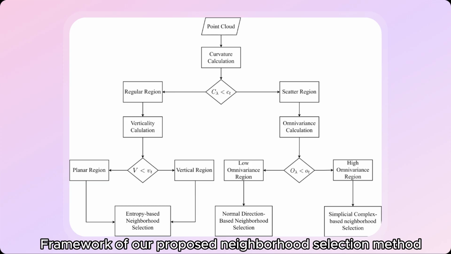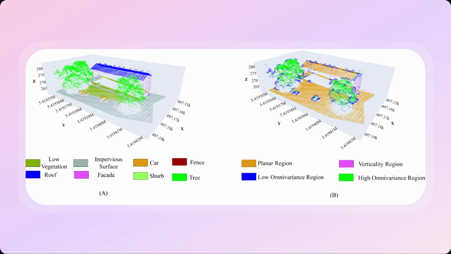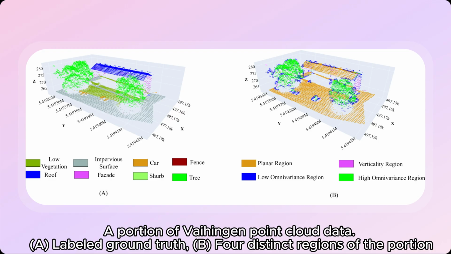Then for those smooth, regular areas, they use verticality. Makes sense, right? It splits the flat, horizontal stuff like pavements from the upright things like building walls or poles. Got it. Smooth gets split into flat and vertical. What about the complex, scattered bits? For those, they use a property called omnivariance. It's a measure of how spread out the points are in all directions. Low omnivariance usually means sharp features like building edges or corners. High omnivariance suggests more dispersed things like tree leaves, maybe some rough ground, or even outliers. Okay, wow. So you've got these 4 distinct zones: planar, vertical, low omnivariance edges, and high omnivariance scattered stuff.